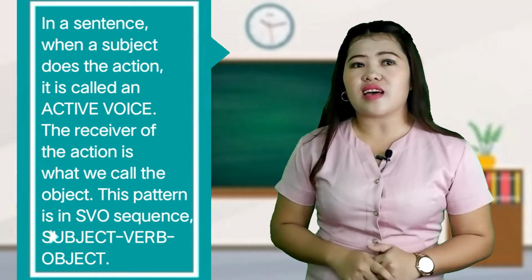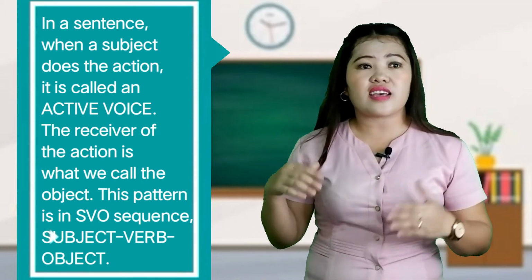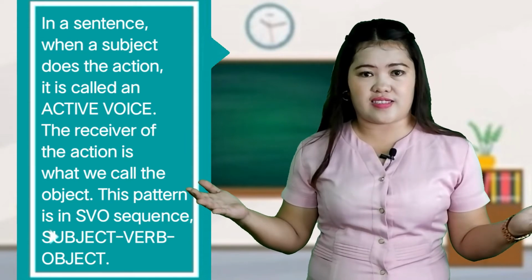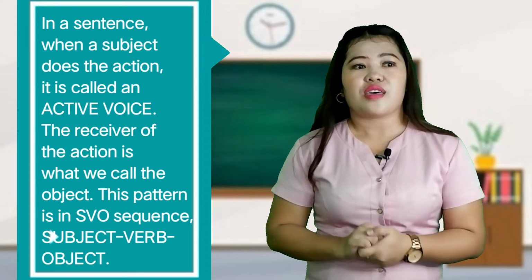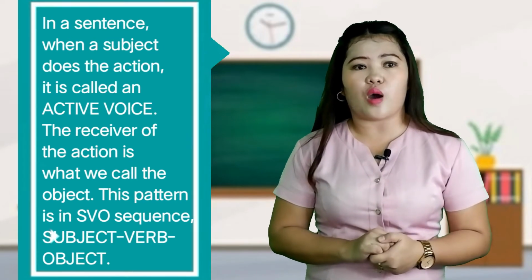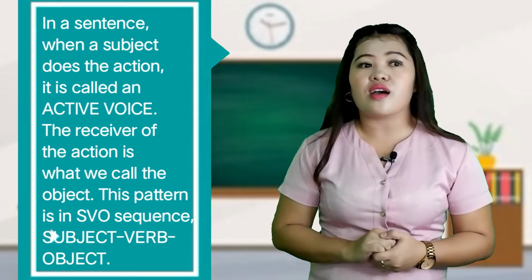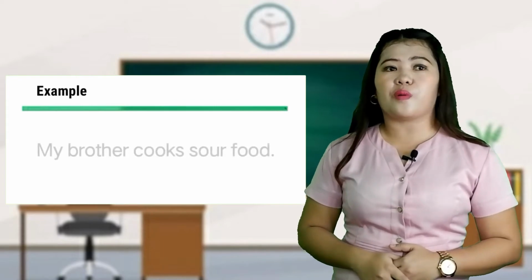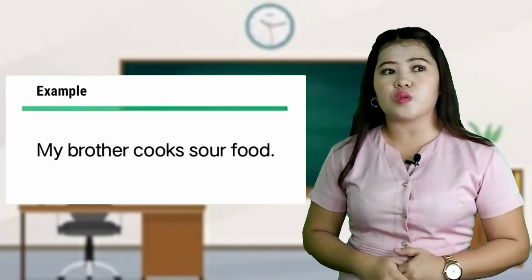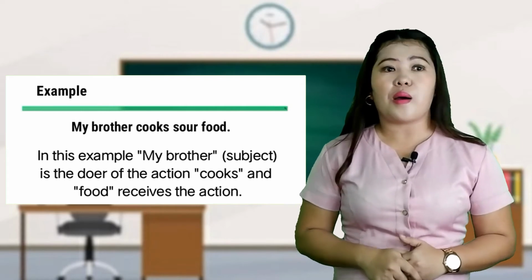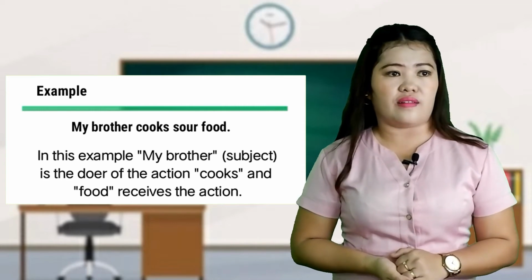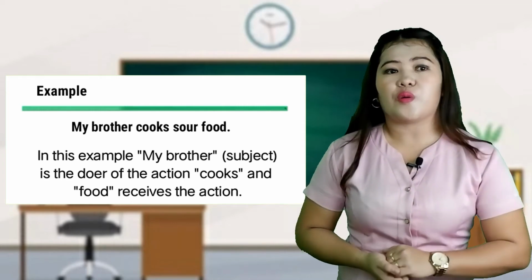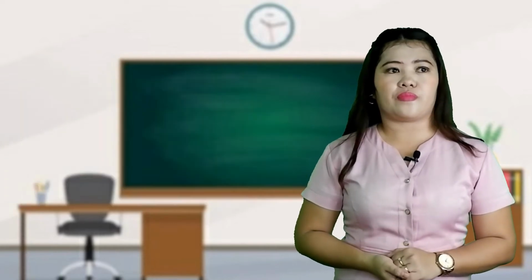In a sentence, when a subject does the action, it is called an active voice. The receiver of the action is what we call the object. This pattern is in SVO sequence: subject, verb, object. Example: my brother cooks sour food. In this example, my brother, the subject, is the doer of the action, cooks, and food receives the action.